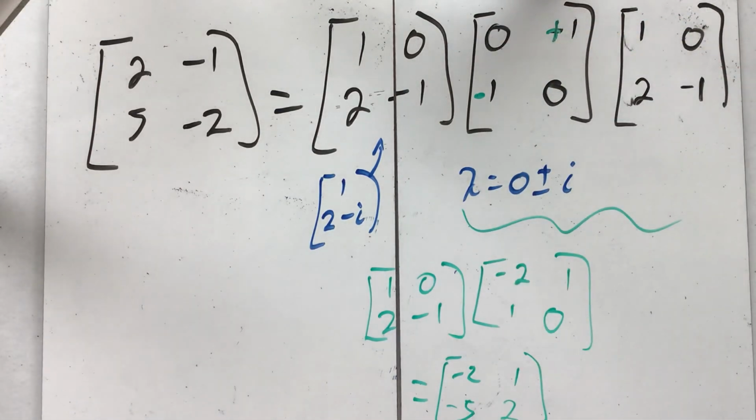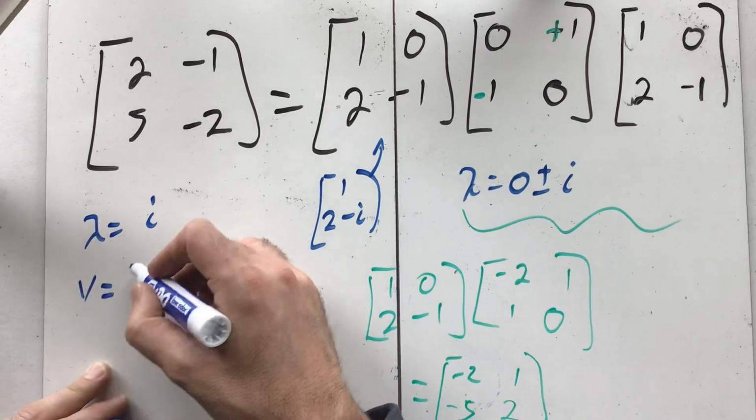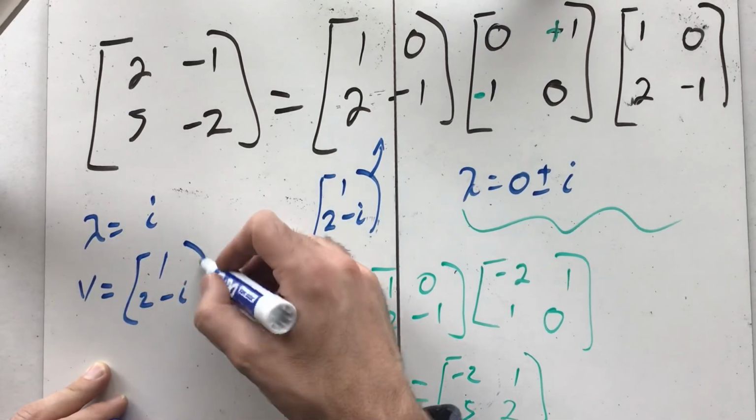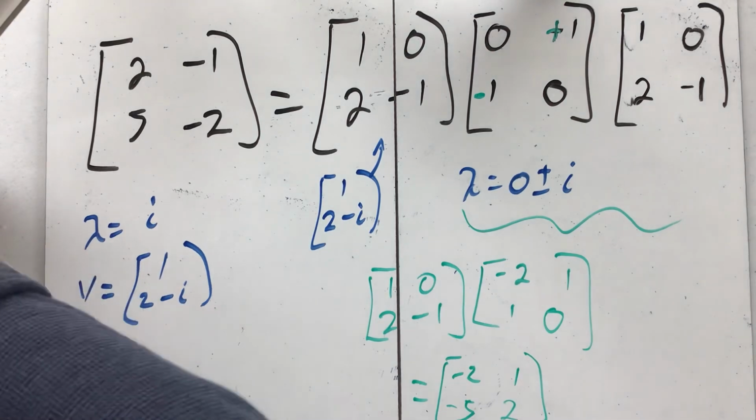So if you remember, we did lambda equal to i, and then our vector was 1 and 2 minus i. Since it was positive, we probably used that positive in that corner. I'm a little uncertain about this, but my guess is something we could check. Let's go ahead and do it because, hey, I've got time.